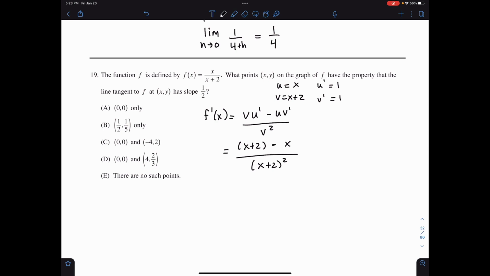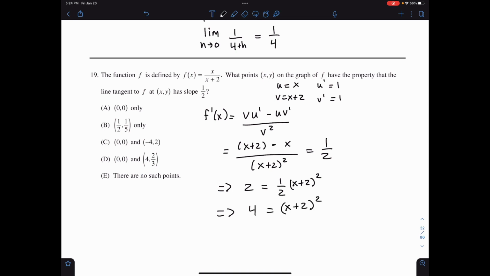And I want to find when this is equal to 1/2, because it means that at these points the slope is 1/2, right? So let's simplify a bit. In the numerator here, I have x plus 2 minus x. The x's cancel, so I'm just left with 2. So this is equal to 2 over x plus 2 squared. And then I'm going to get rid of my quotient by multiplying both sides by x plus 2 squared. So it's equal to 1 over 2 times x plus 2 squared. And then I'm going to multiply both sides by 2, so I get 4 is equal to x plus 2 squared.